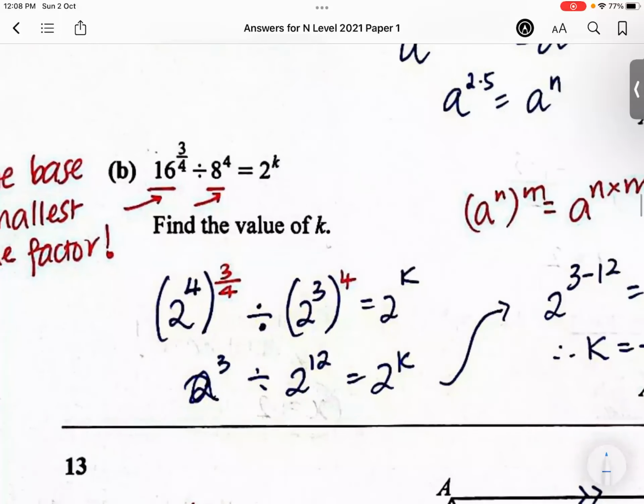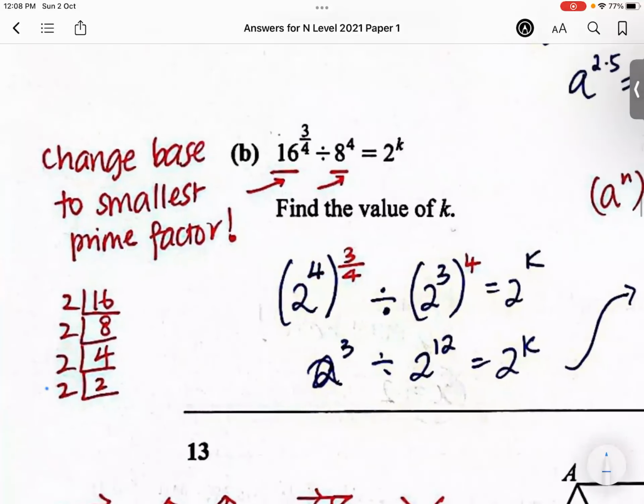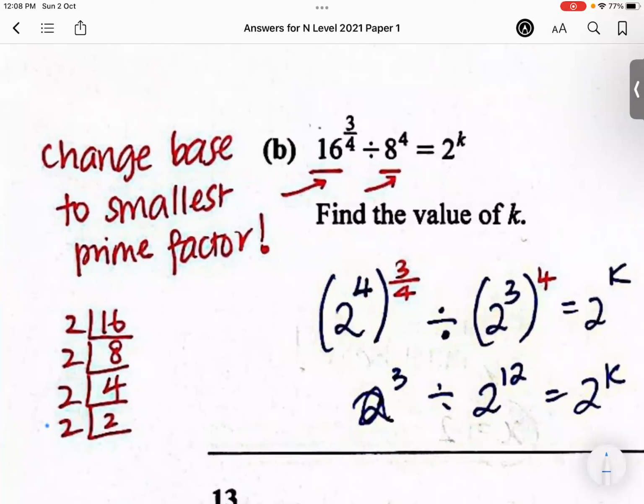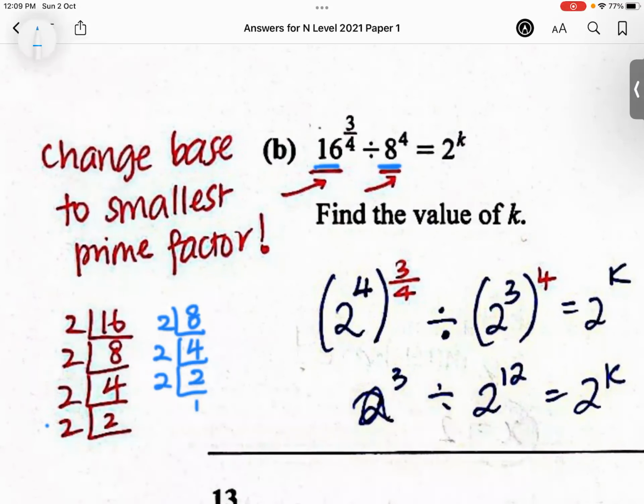What students will commonly do, they will take 16 divided by 8, something like that, or go and multiply 16 by 8 or whichever. No, for this kind of question, always change the base number to the smallest prime factor. Please be a bit more diligent, do the working. Or if not, you're very good at your times table, or you can do it using your calculator directly, no problem, go ahead. Okay, so 16, change it to 2 to the power of 4.